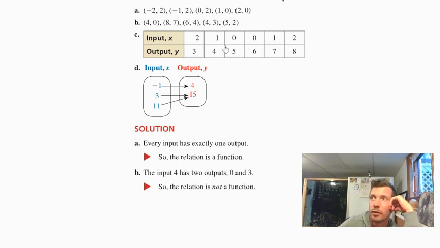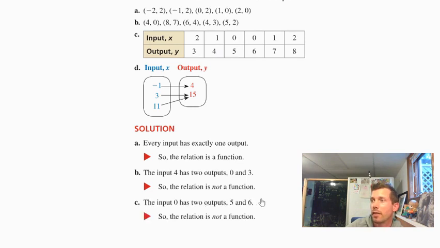Okay. Now we can use a table as well to show inputs and outputs. So we can see if this relation here is a particular function or not. So let's see if this relation is a function. Let's go ahead. 2 has an output of 3. 1 has an output of 4. 0 has an output of 5. 0 has an output of 6. Okay, ding, ding, ding. We stop right there because 0 has two outputs. It has an output of 5 and 6. So we know that it is a relation and not more specifically a function.